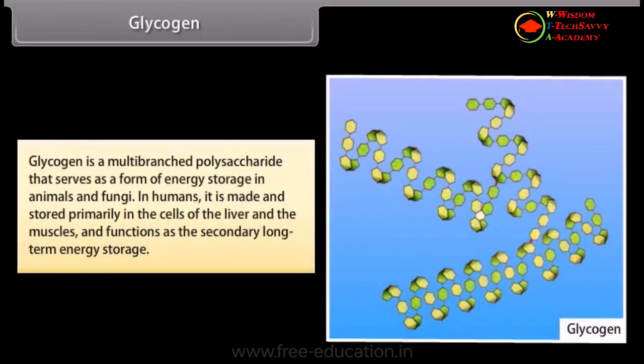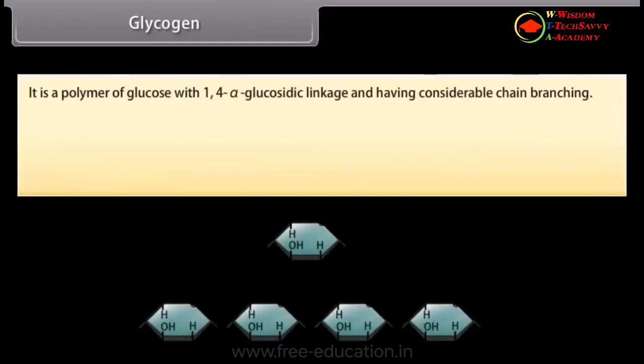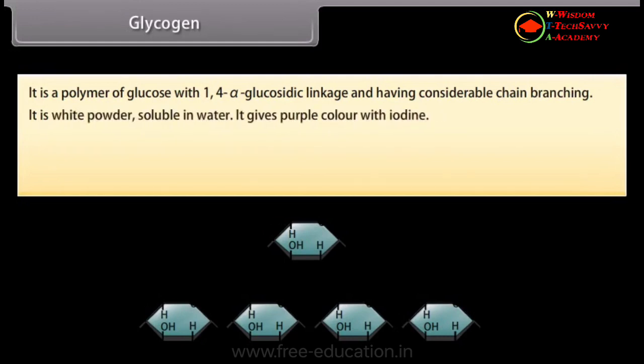Glycogen. Glycogen is a multi-branched polysaccharide that serves as a form of energy storage in animals and fungi. In humans, it is made and stored primarily in the cells of the liver and the muscles, and functions as the secondary long-term energy storage. It is a polymer of glucose with 1,4-alpha-glucosidic linkage and having considerable chain branching. It is a white powder, soluble in water. It gives a purple color with iodine.